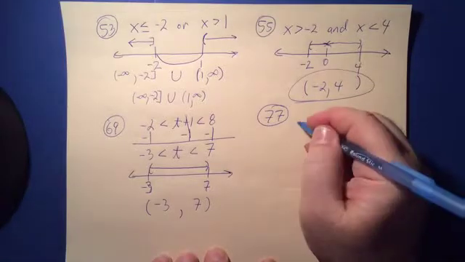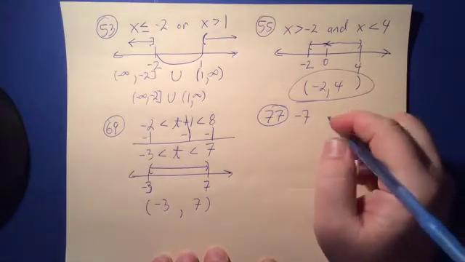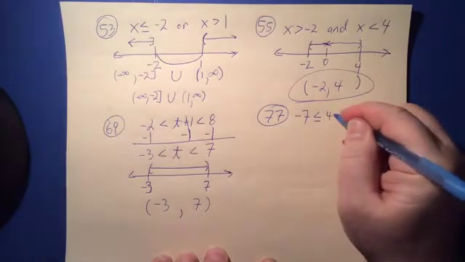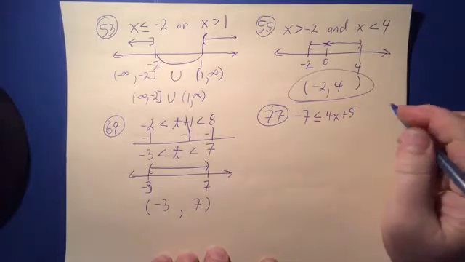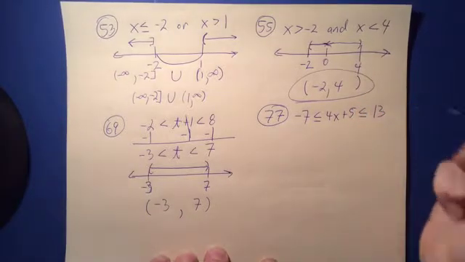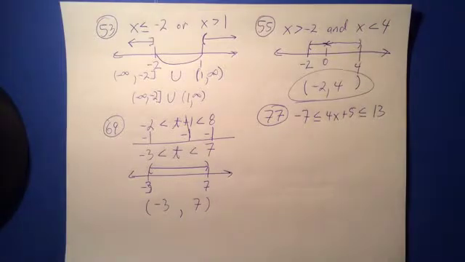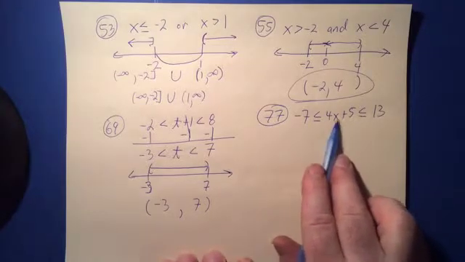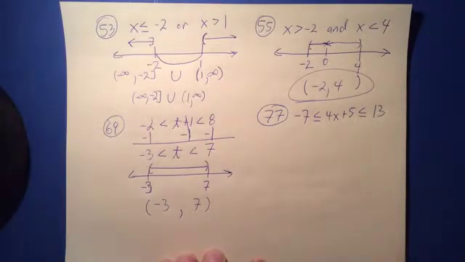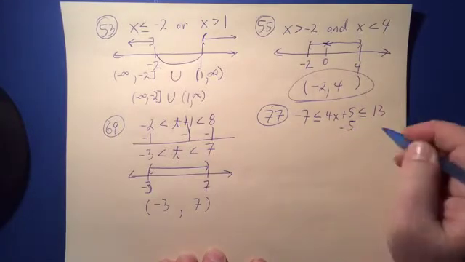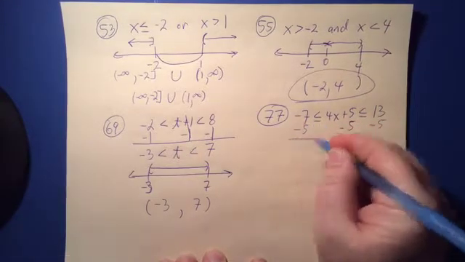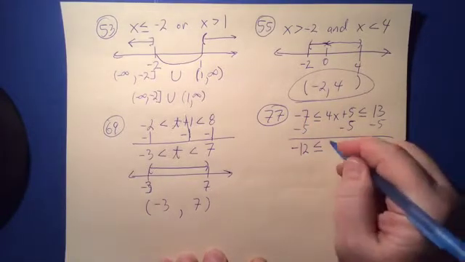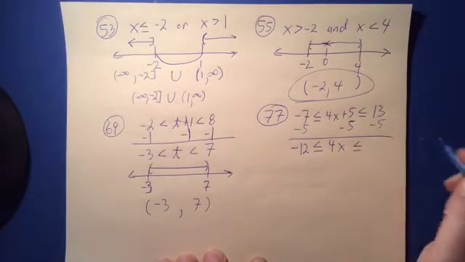So for 77, we have negative 7 is less than or equal to 4x plus 5, which is less than or equal to 13. This one's going to involve a few steps. What happens in this question is dictated by what is in the middle. So I'm going to subtract 5, subtract 5, subtract 5, and that gives me negative 12 is less than or equal to 4x, which is less than or equal to 8.